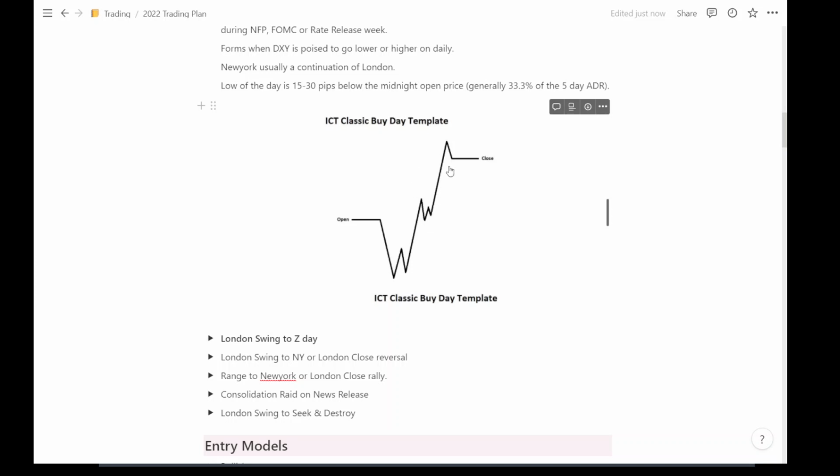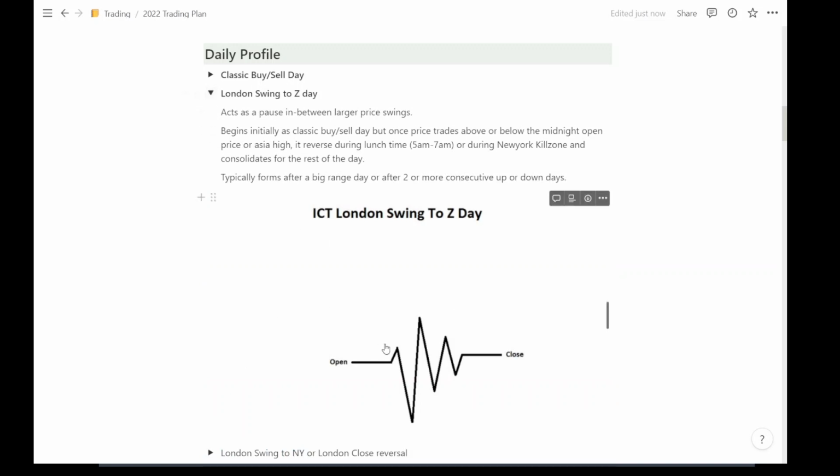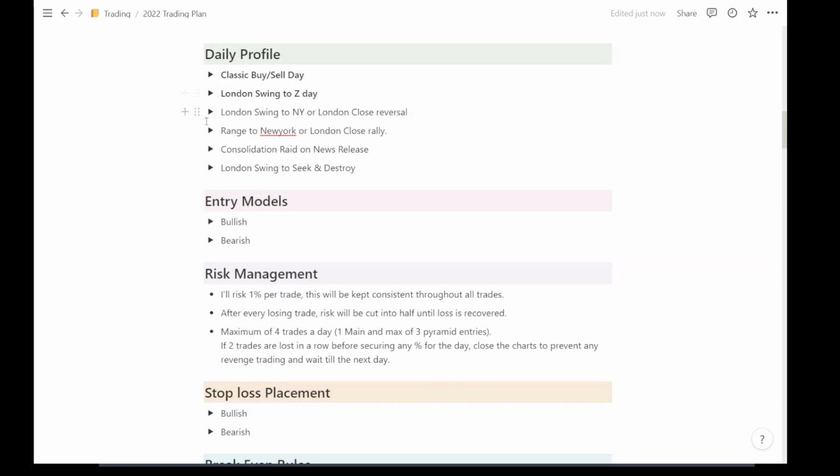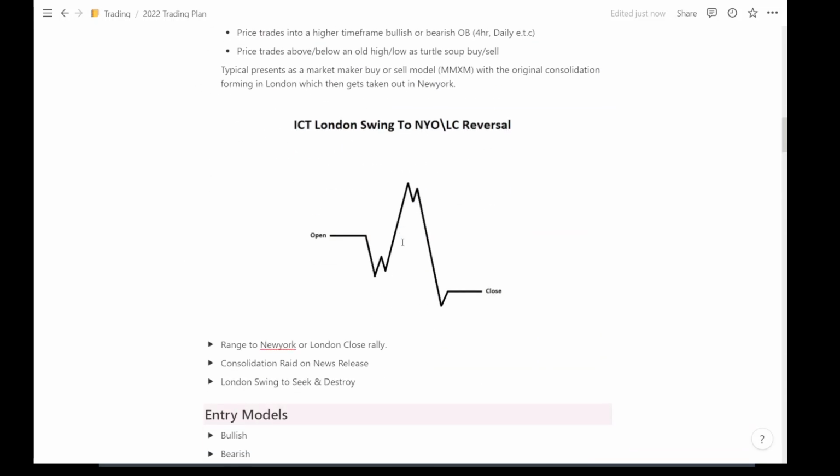And I'll be looking to add to my position maybe during New York, during London close, and hold it all the way to Friday. Okay, so this is the profile I'll be looking at when I am ready to take that trade, usually on London Open. And then it can also be London swing to New York reversal. Sometimes the profile will be this.